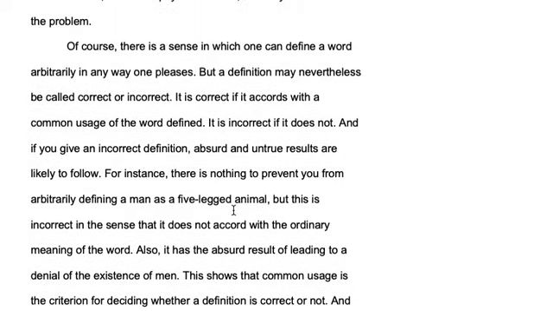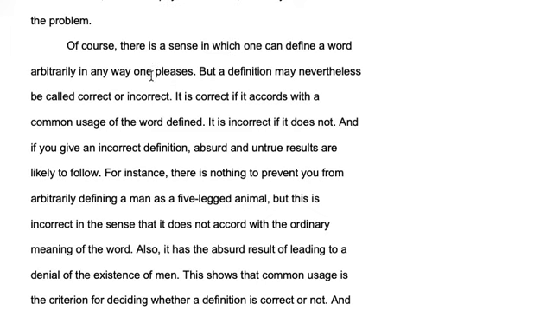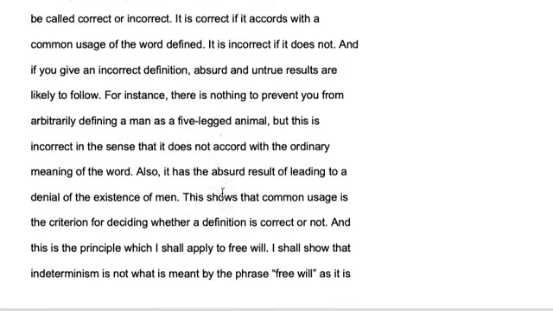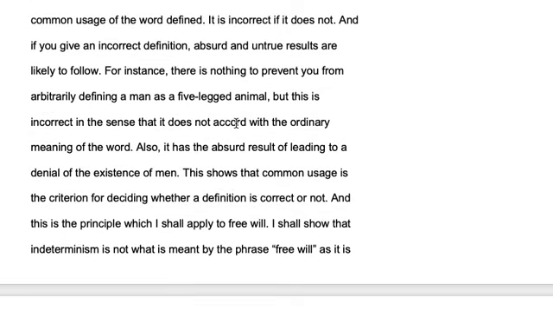Okay, so if we were to look at words that name fundamental and powerful concepts, what would they be in this paragraph? Well, we would definitely highlight define, put a triangle over define, word, right? Definition, correct, incorrect, correct again, common usage, that would be a two-word name for an important concept being used, word defined, incorrect again, incorrect definition would be a phrase that names another important concept, absurd, untrue results would be another important phrase. What else would we want? Defining, incorrect, accord, and then ordinary meaning. That would be another two-word phrase that names a fundamental and powerful concept in how he's dealing with what he's calling the problem with free will and the true nature of the debate.